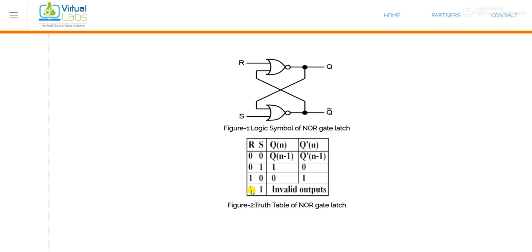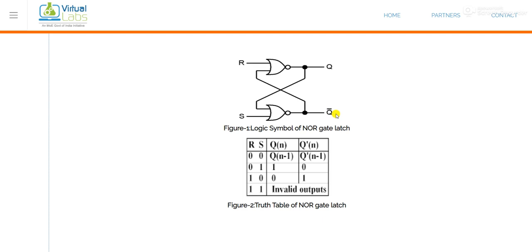Now consider the last situation, that is r equal to 1 and s equal to 1. We will get invalid outputs. Okay, so please check r equal to 1, s equal to 1. It is by default initially 1. So 1 or 1 is 1, output is 0. So 0 or 1, 1 bar, so output is 0.